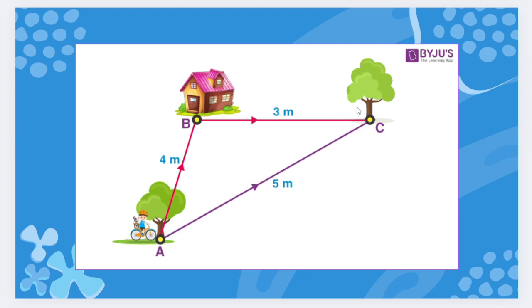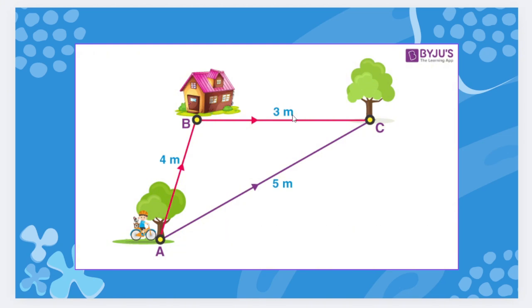So if we want to find the total distance traveled by the boy, then we have to take note of the total length of the path he traversed. So that is 4 meters plus 3 meters is equal to 7 meters.